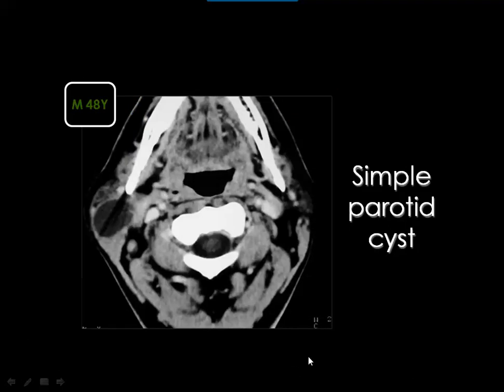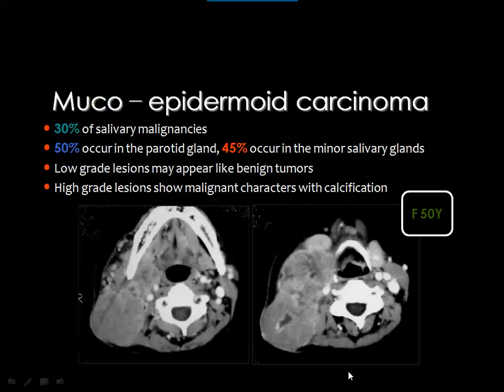Then the parotid may have a simple cyst, and like any cyst anywhere in the body, it should have the 7 criteria, the 3 positive and the 4 negative criteria: paper thin wall, sharp well-defined margin, clear water content, no evidence of septation, no evidence of enhancement, no evidence of mural nodules, and no evidence of calcification.